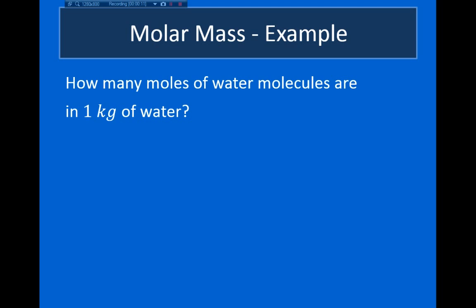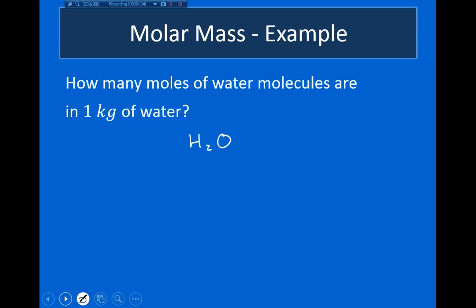So let's go ahead and look at an example. This example asks, how many moles of water molecules are in 1 kilogram of water? So you may remember that water is equal to H2O. And what this means is that there are 2 hydrogen atoms and 1 oxygen atom in every molecule of water.